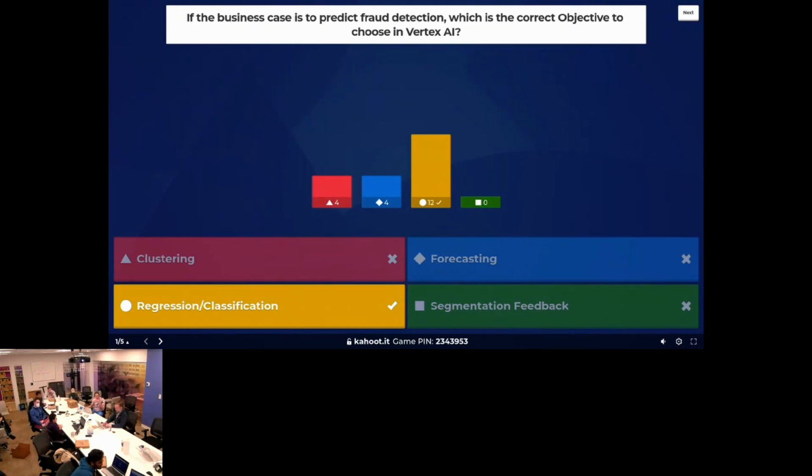Also, regression. Classification is the correct answer. Kudos to the 12 people who got it right. So for forecasting, it's like, what's the temperature going to be tomorrow? Yes. It's more on a continuum, not like a binary case. Exactly. So we click next. We'll see who did well here.